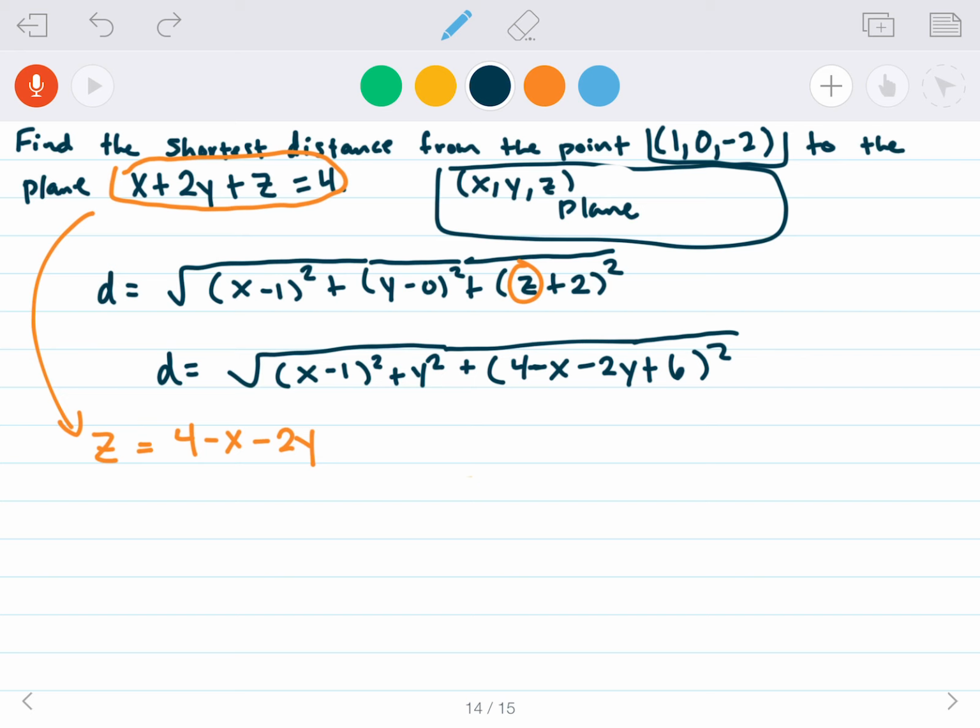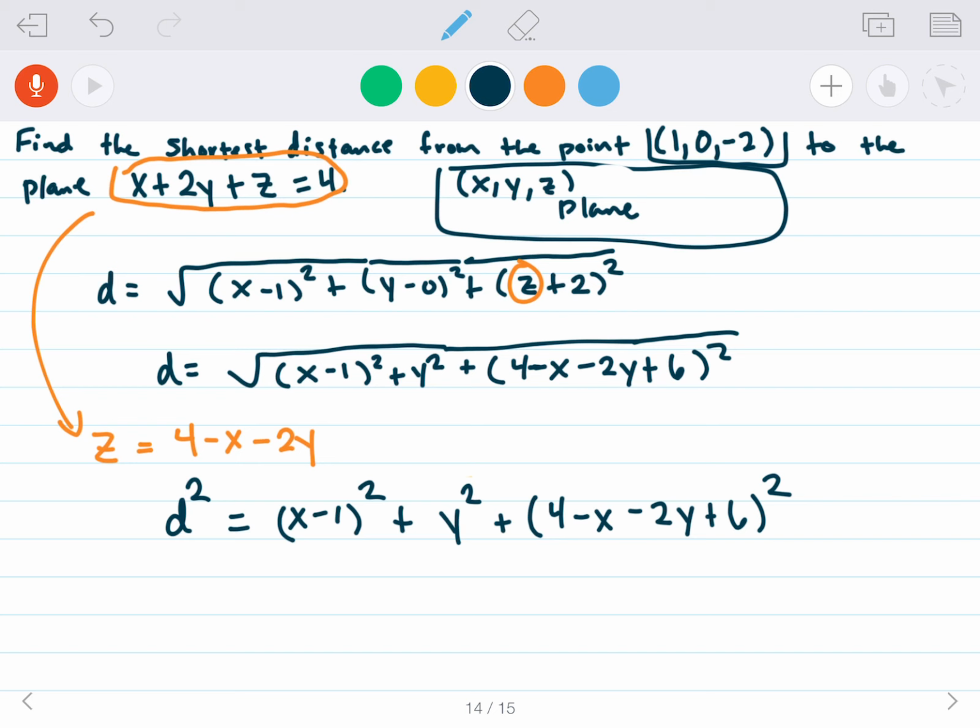Now, minimizing this function is equivalent to minimizing the square of this function. So if we square both sides, just to make it simpler, we get d squared is equal to, when I square the square root, that goes away, so we get (x - 1) squared plus y squared plus (4 - x - 2y + 6) squared.